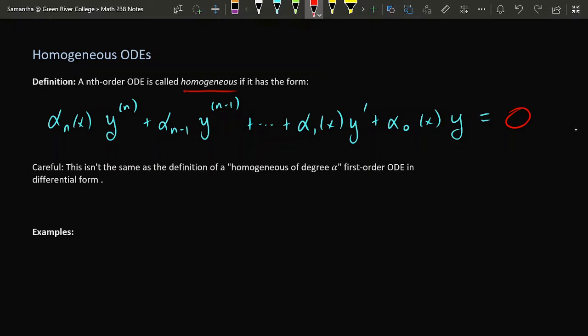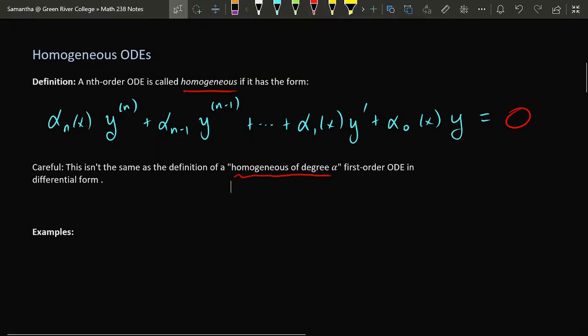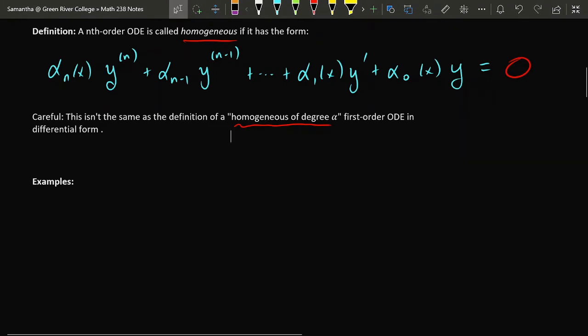So this is not the same as homogeneous of degree alpha that we saw in video whatever when we were talking about differential equations, first order in differential form. This is a different definition.